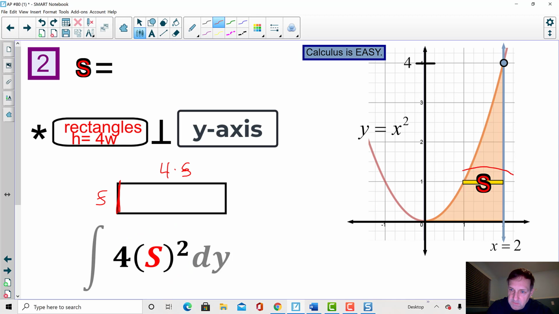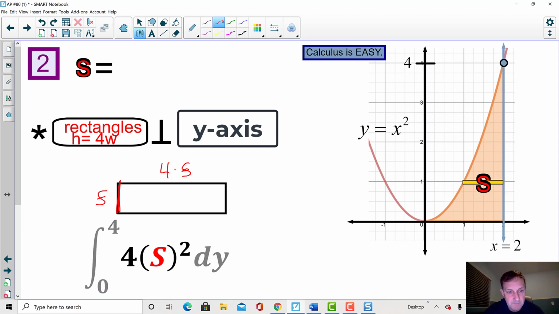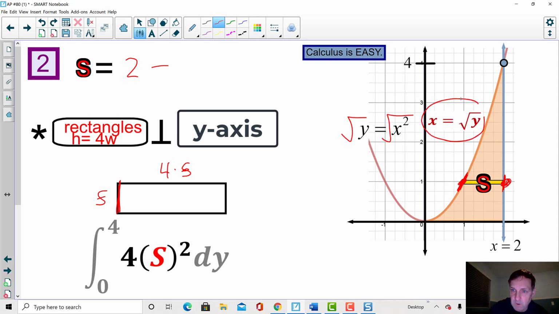Now you'll notice that each rectangle is going to be perpendicular to the y-axis. So we're going to need to fill these in all the way from 0 all the way up to 4. So our integral is going to go from 0 to 4. Now all we have to do is plug in our s. Now what is s? Again, it's going to be right minus left. The right side is just 2, and we do minus. Now in order to find the left, I'm going to have to solve it for x. So I need to do the square root on both sides. And that's going to give me x equals the square root of y.